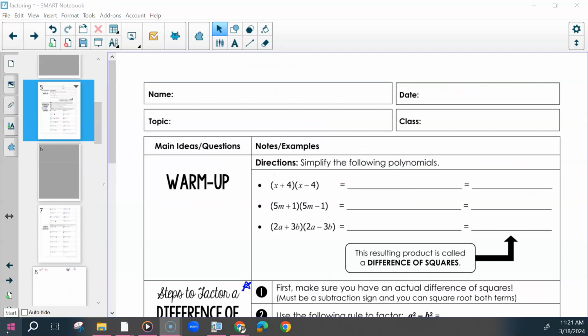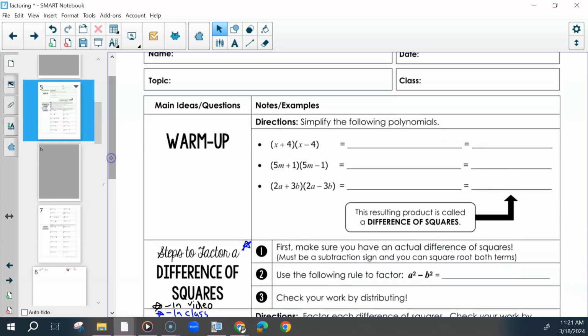So this unit is about factoring. I'll explain what that means here in a moment. There are different types of factoring. There are only two objectives for this unit, but the first one, factoring, has a bunch of different ways to factor. So we'll be talking about all of those. Today we'll talk about two different ways.